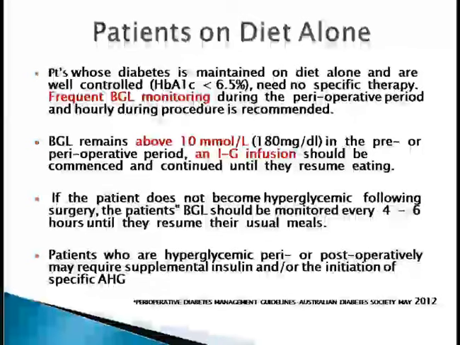Patients who are on diet control only are well maintained, and nothing needs to be changed for them. Blood glucose levels should be maintained around 180, and if the perioperative period is long, glucose and insulin infusions can be given. If the patient does not become hyperglycemic following the surgery, blood glucose levels can be monitored every 4 to 6 hours.